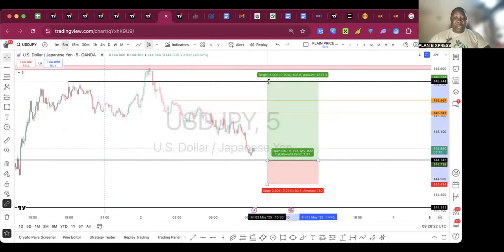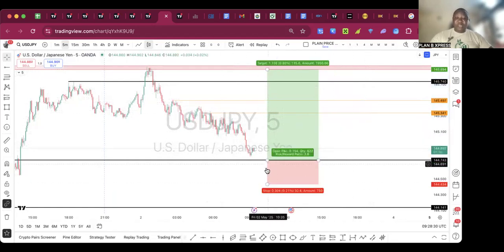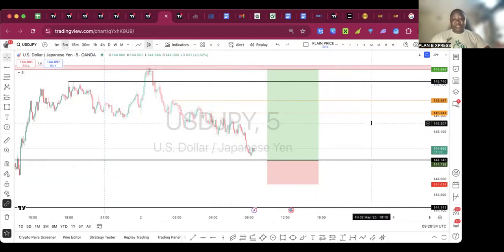This is a resistance point. And then here you have the last point over here. So, to give you an example, this is like, oh, I've entered the long, and then this is my support and resistance.